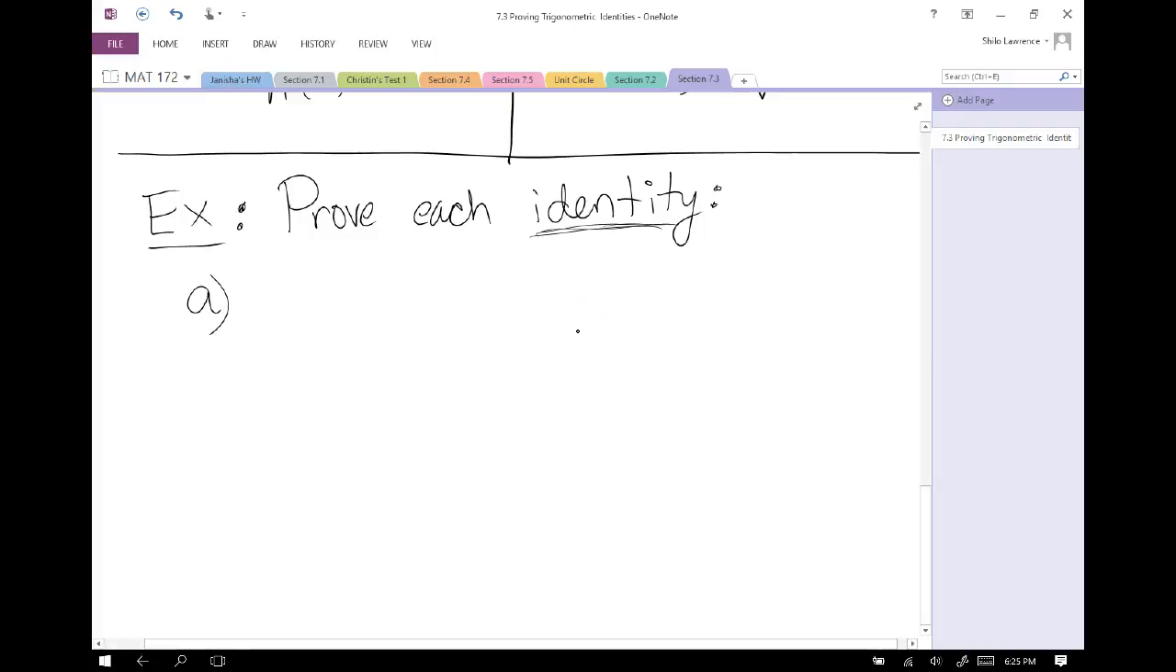So we're going to try to prove that, let's see. Let's start with an easy one. This one is pretty easy. And then we'll do a harder one next. Tan theta times tan theta plus cotan theta equals secant squared theta.